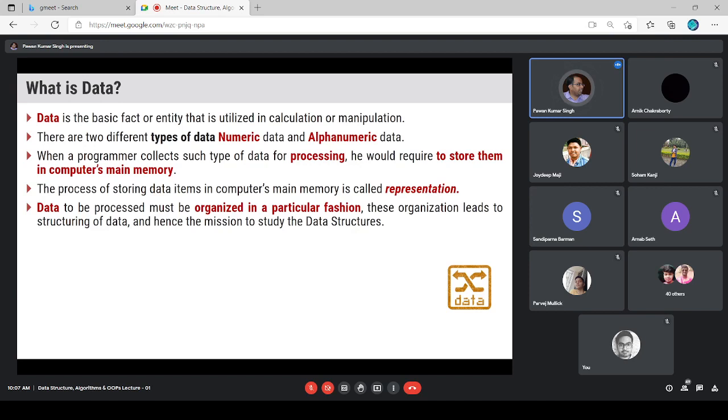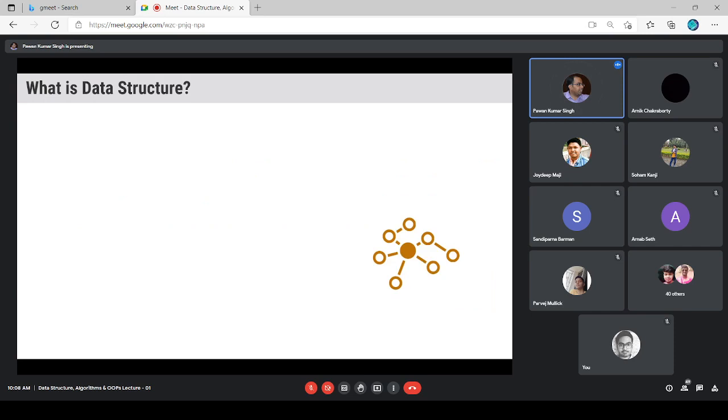And before data is processed, it must be organized in a particular fashion. And this organization leads to the structuring of the data, and hence we need to study the data structures: how the data is structured or organized in your computer's main memory so that it can be accessed depending upon the needs of the user, right?